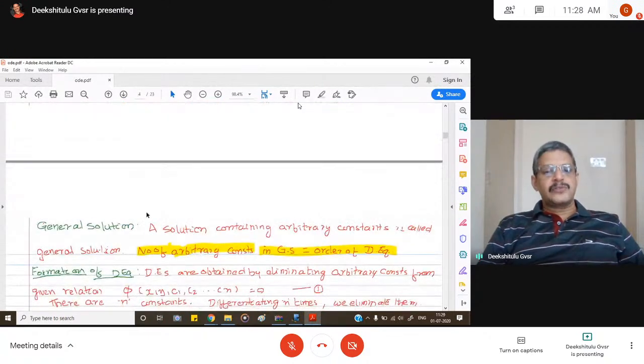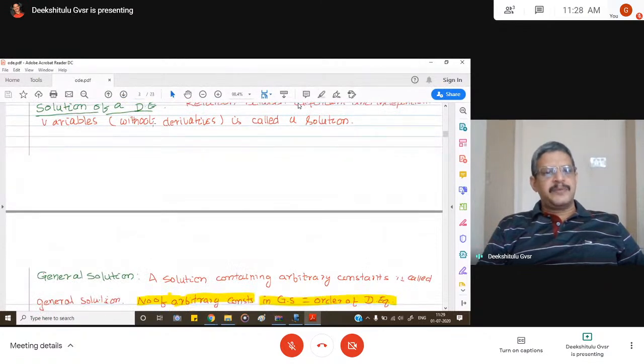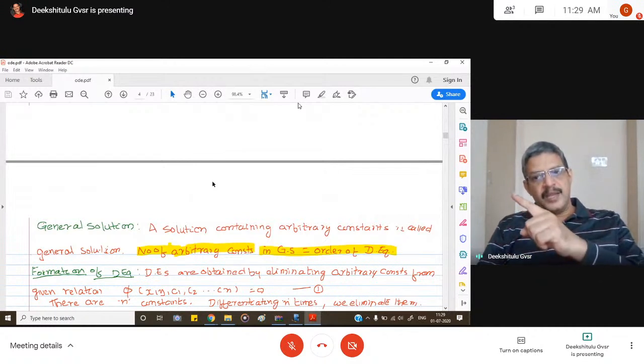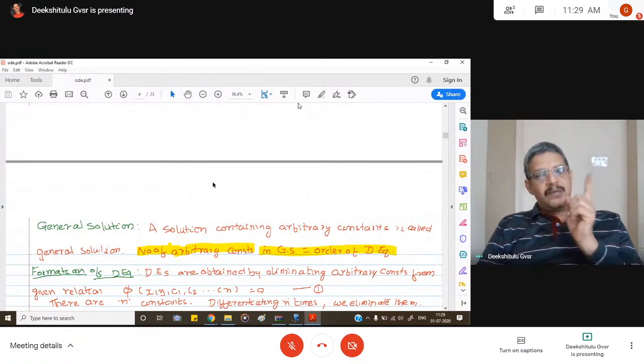There is a difference between solution and general solution, because a solution can be a particular solution. But a general solution is a solution which contains some arbitrary constants. I told you the importance of arbitrary constants in the very first class. If I say y is equal to x, it is a straight line. But if I say y is equal to mx and m is an arbitrary constant, then m can take any value on the real line from minus infinity to plus infinity.